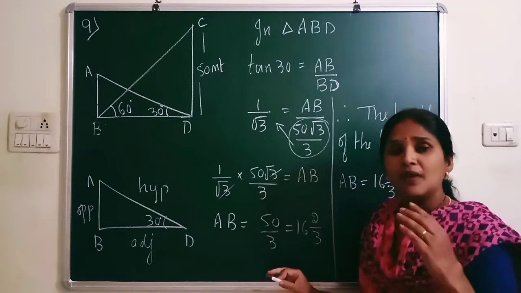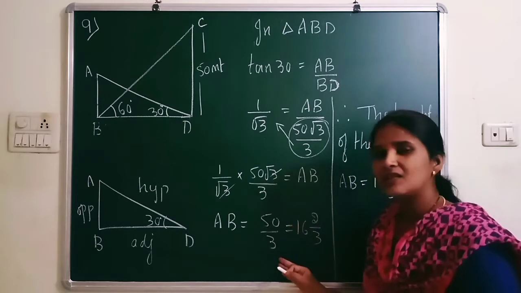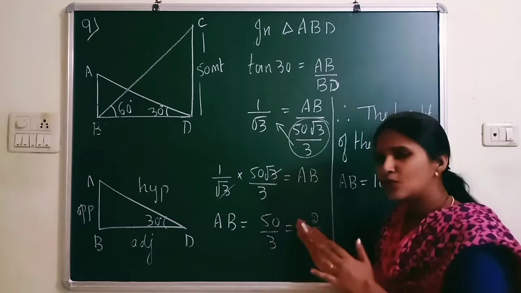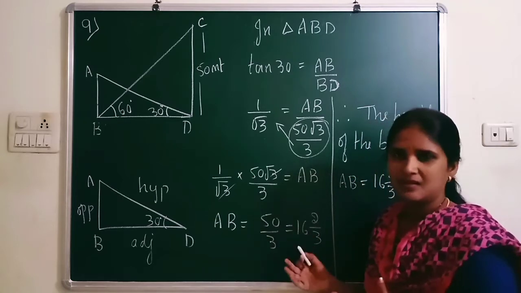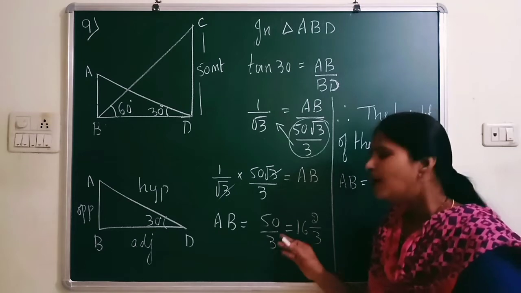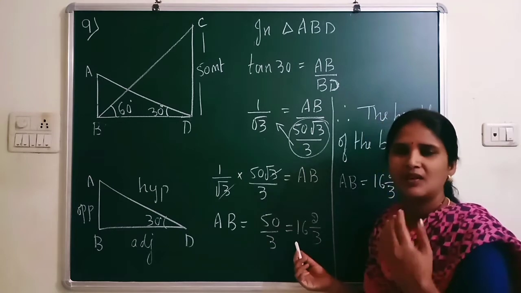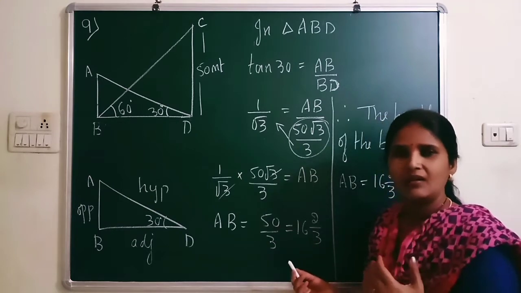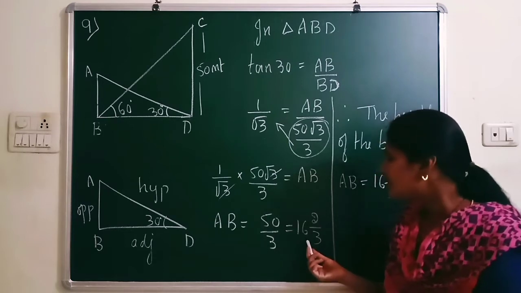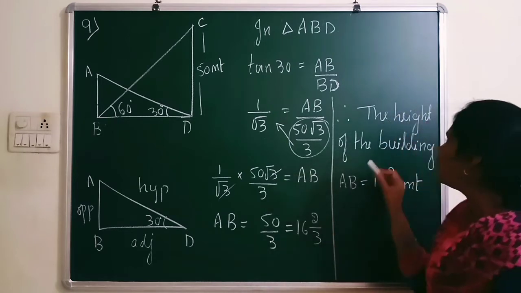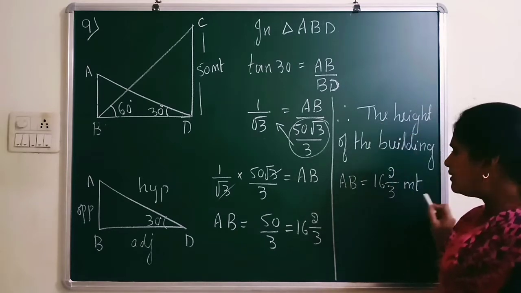And remember, whenever you have denominator 3, and now I cannot cancel here, 50 by 3 is in standard form. There is no common factor, and you know that this type of decimal repeats. So, it is a repeating decimal. Instead of dividing that, better you write it as a mixed fraction. Whenever you have 3, 7 or 11, if it is not cancelling, then write it as a mixed fraction, that is 16 2 by 3. Therefore, we can conclude that the height of the building AB equals 16 2 by 3 meter.